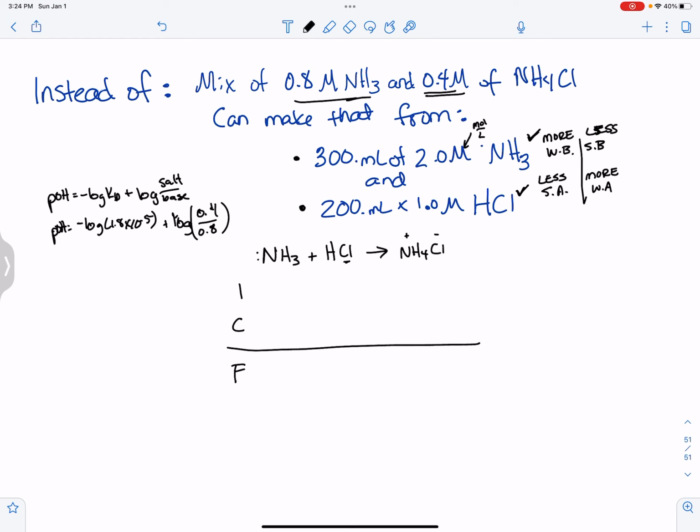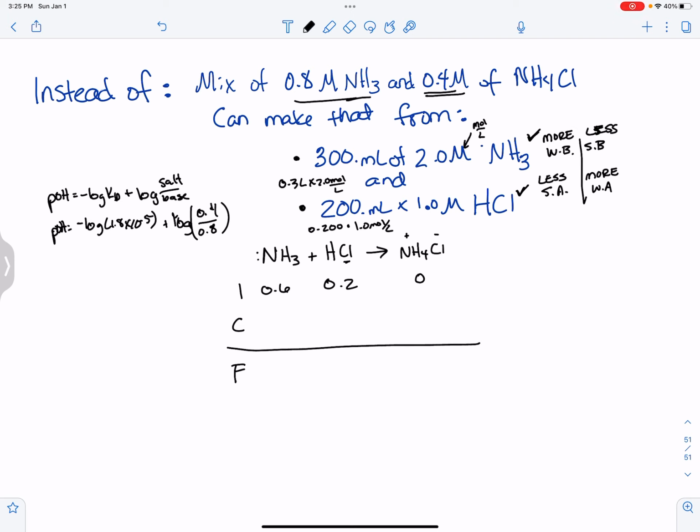So initially, for the NH3, this is like saying 0.3 liters times 2.0 moles per liter. So that means that I've got 0.6 moles of this one. And then this is like saying 0.2 liters times 1 mole per liter. And so that's saying that I have 0.2 of that one. And I don't start off with any of that one because I haven't made it yet.